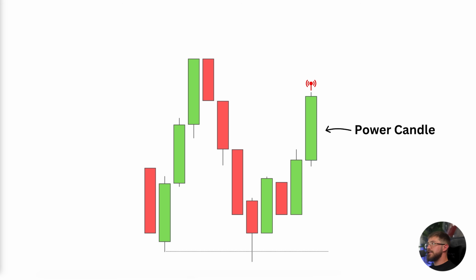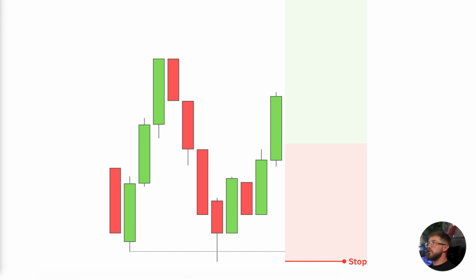Now, your entry signal is when you see a momentum candle. Remember the power candles that we talked about. You want to see this breaking in the opposite direction after multiple rejections. This momentum candle is the market saying, we've tested this level multiple times, it's not breaking, and now sellers are trapped and we are going to rocket to the upside.